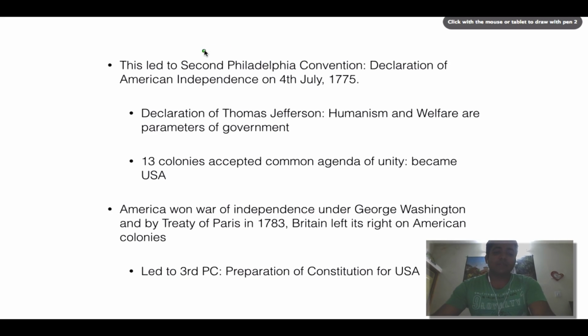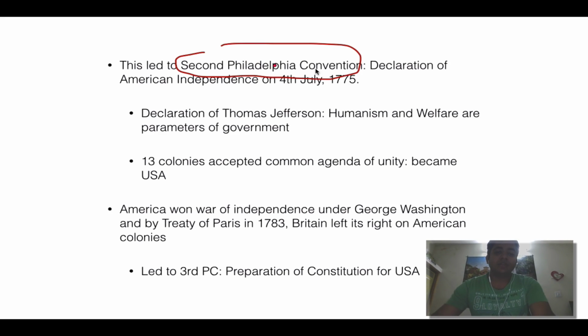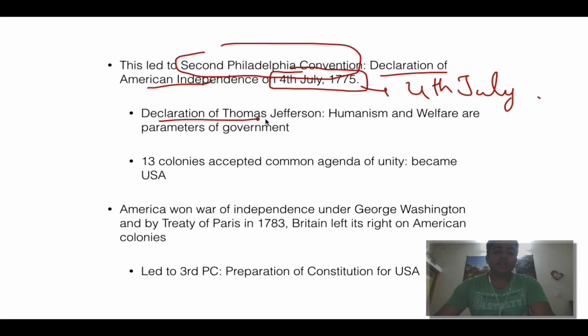So this led to the Second Philadelphia Convention. Okay, the Second Philadelphia Convention led to the declaration of American independence on 4th of July 1776. Till date, 4th of July is celebrated as American independence. Then the declaration of Thomas Jefferson that humanism and welfare are the parameters of government. These are the sole two parameters of government. They should be abided by, not anything other.